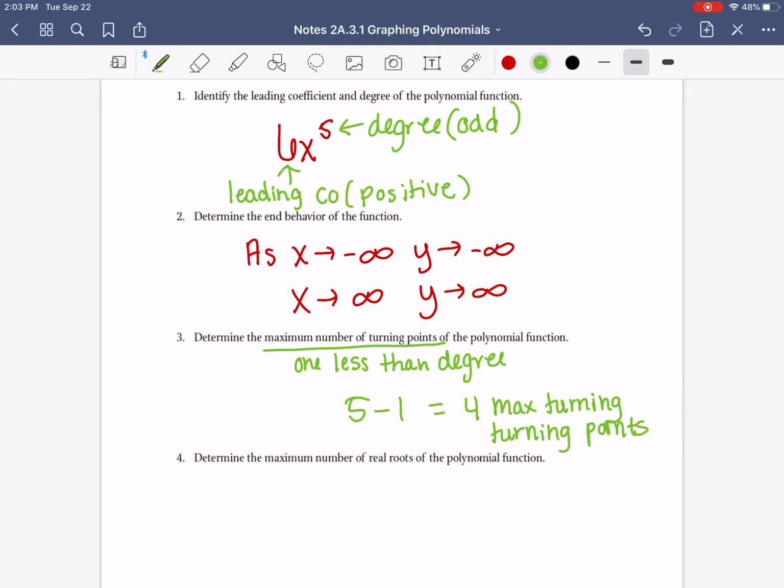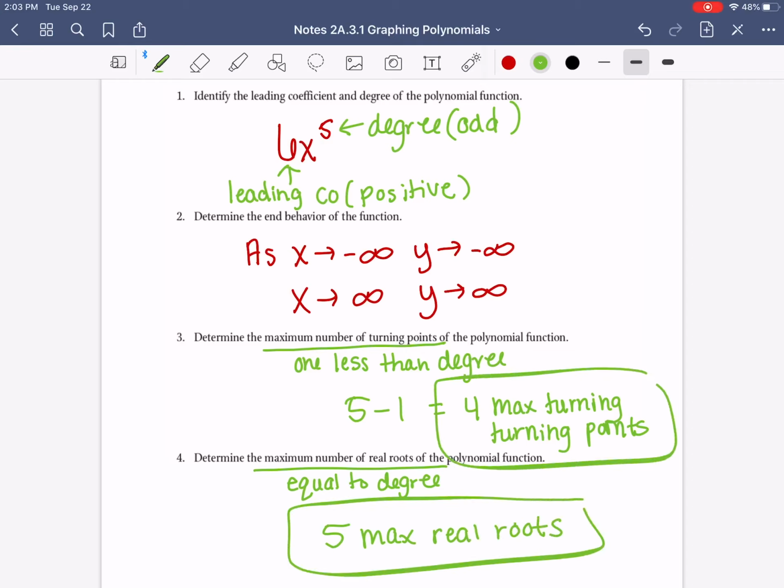Then we have the maximum number of real roots. This is equal to the degree. And again, it's maximum. So 5 max real roots. So it asked us for the end behavior. We found here the maximum number of turning points and the maximum number of real roots.